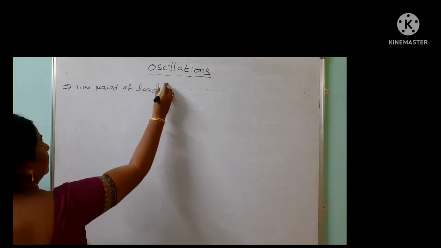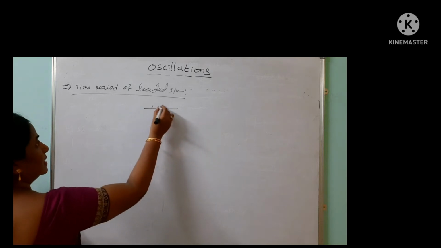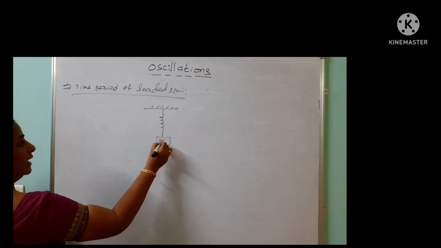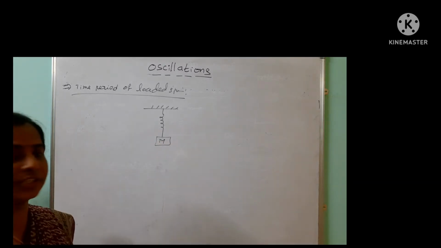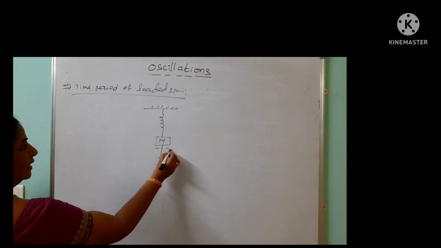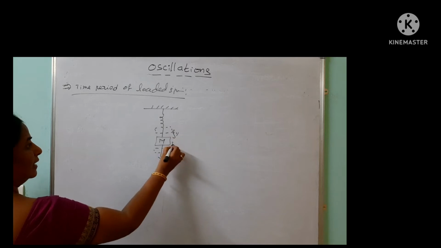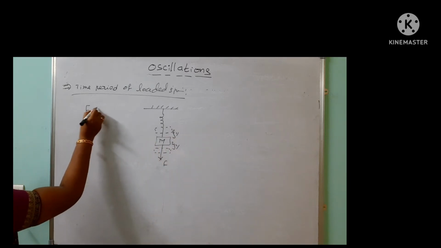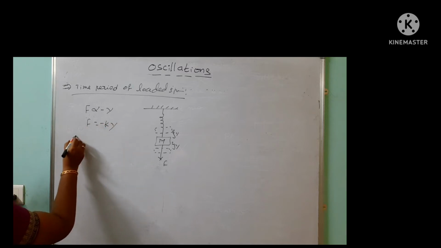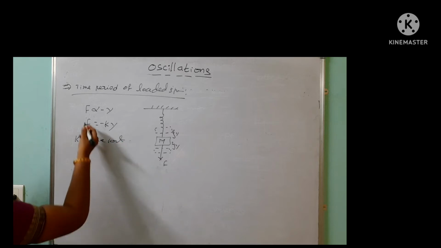You must remember, let us discuss the time period of a loaded spring. See, we are taking one rigid support. We are taking the spring like that. We attach one block of mass m. So when you apply a force and leave it, it will make to and fro motion. This displacement we are taking as y. So here you can write force is directly proportional to minus y, that is minus ky. Here k is called what? Force constant. K is the force constant.